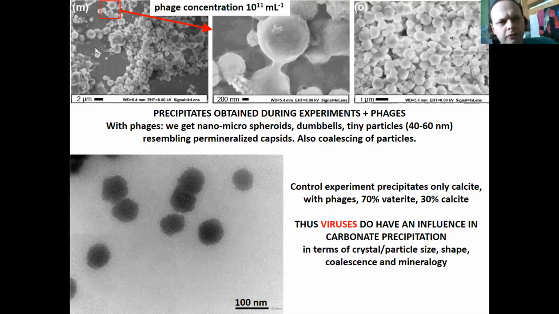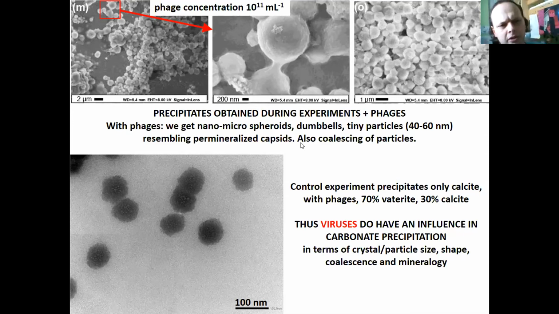These three images are SEM images. Below is a TEM image showing us 2 or 3 or 4 nearly attached, some of them already attached, some of them maybe will be attached later, permineralized icosahedral capsids of viruses. So as you can see, we have evidence that likely viruses do influence carbonate precipitation.